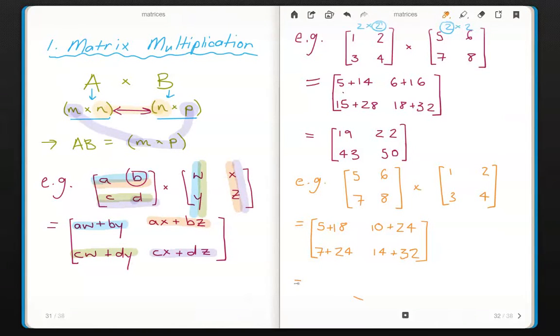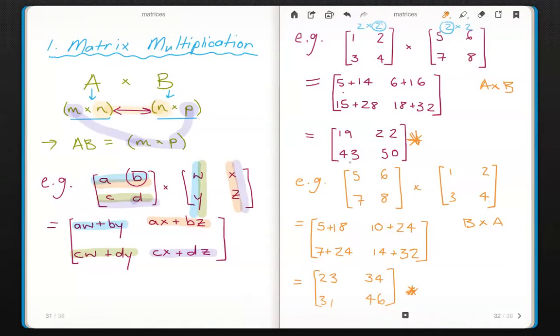So that equals, well, we got 5 plus 18, 23. 10 plus 24 is 34. This is 31, and this is 46. So this answer here, which we can say is A times B, is actually not equal to this, which we can call B times A.